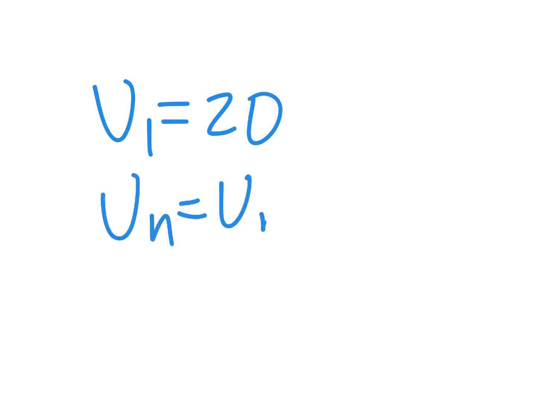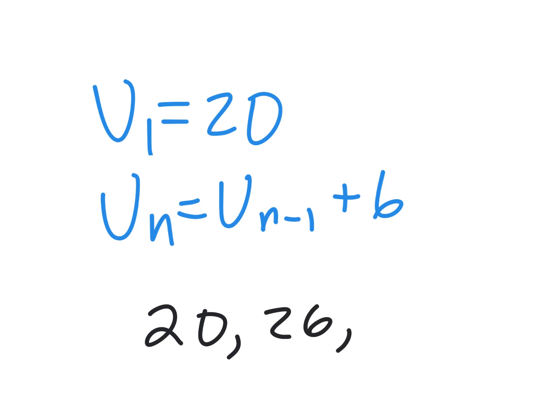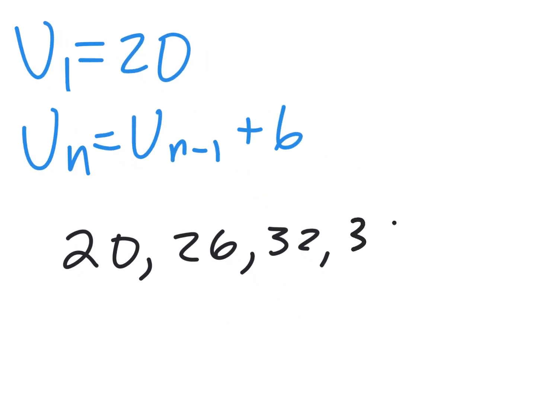Lydia, could you read me the first problem? U1 equals 20. Keep going. And then UN equals UN minus 1 plus 6. Do you know what that means for the terms? It's 20 first and then? And then? You keep on adding 6. Yeah, so this will be 32 and then 38 and I can keep going.